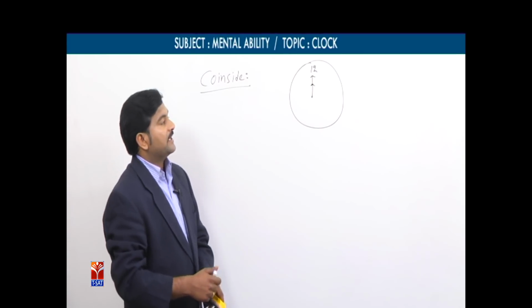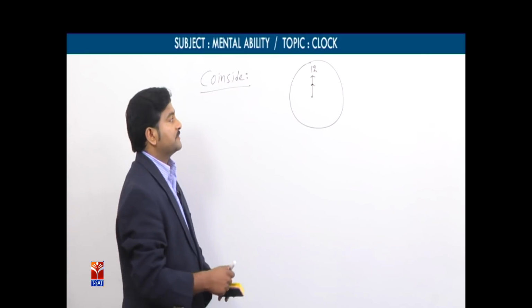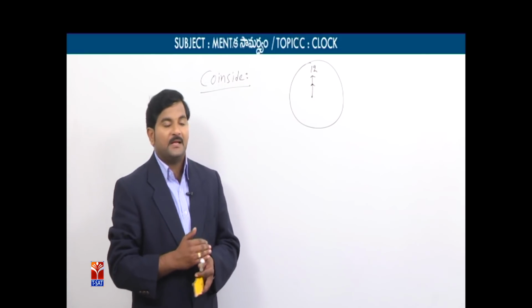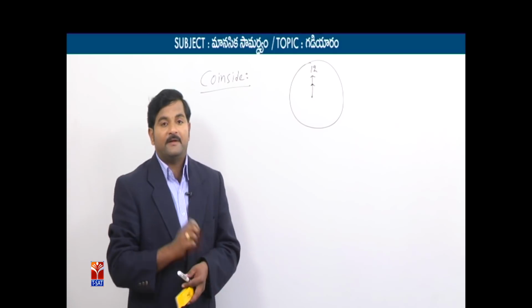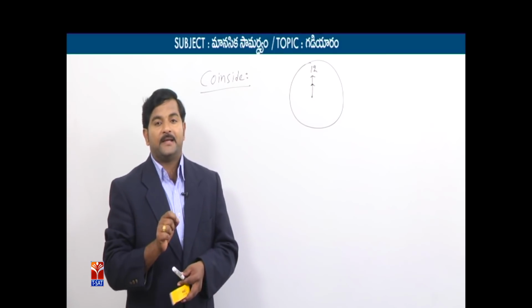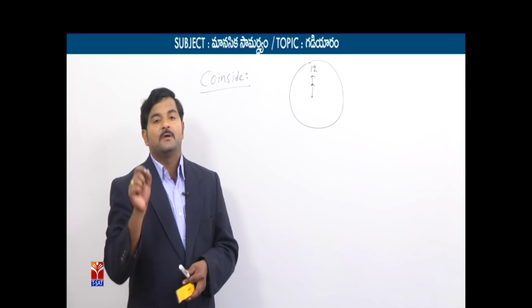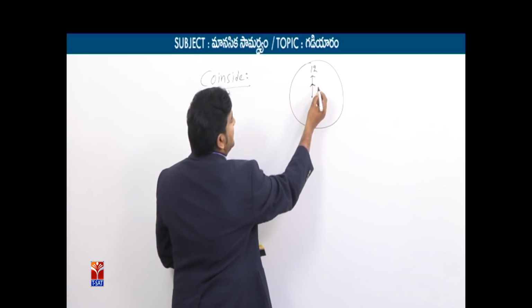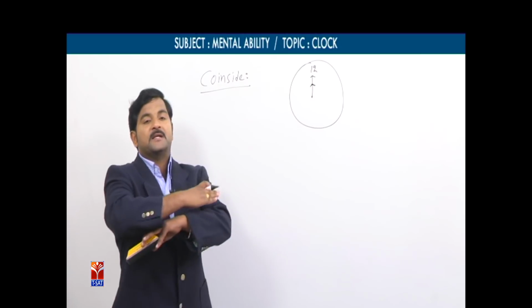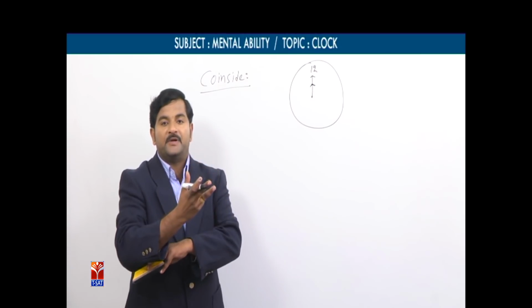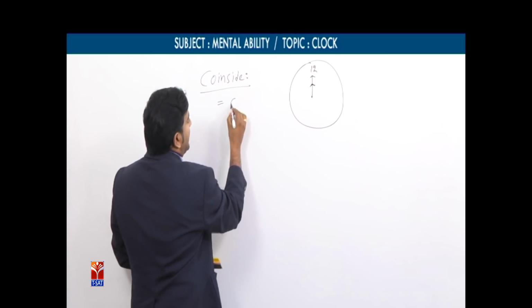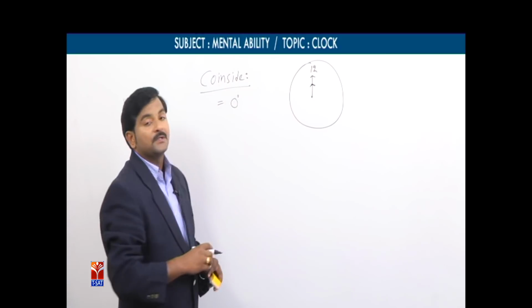So there are 3 points in this coincide concept. Let's say when two hands coincide, the best example is 12 o'clock. When two hands coincide, the angle between these two hands is equal to 0 degrees. So by seeing this diagram we can say the hours hand and minutes hand both coincide. There is no angle between these two hands. That's why when two hands coincide, the angle between them is 0 degrees.